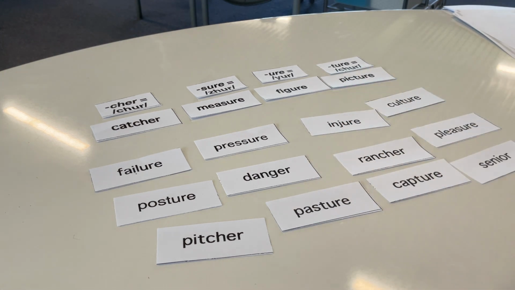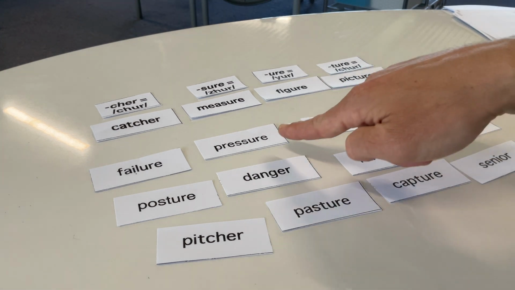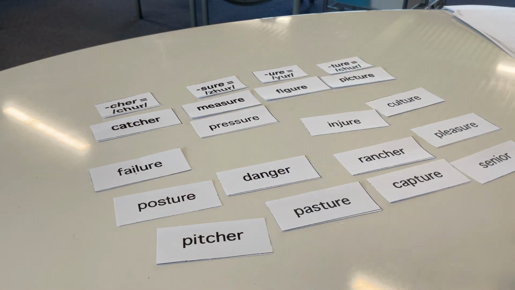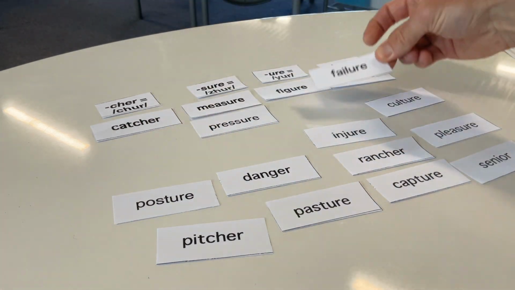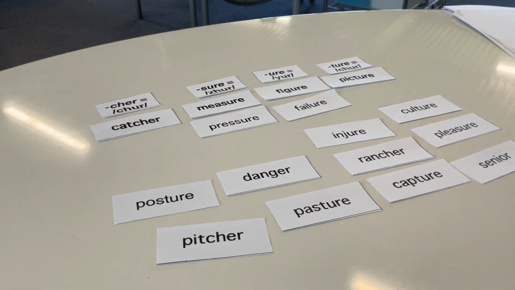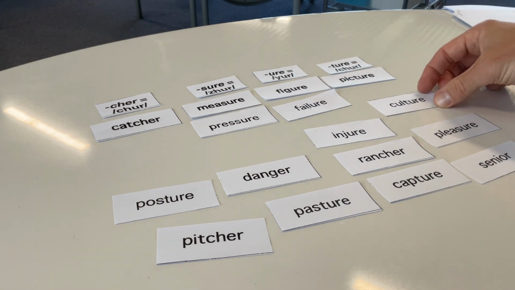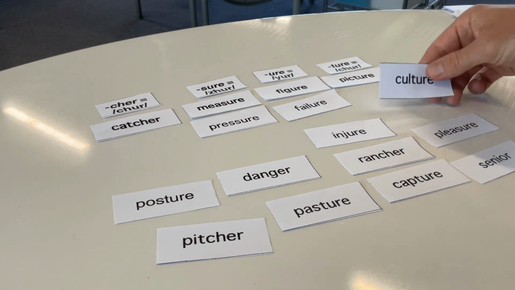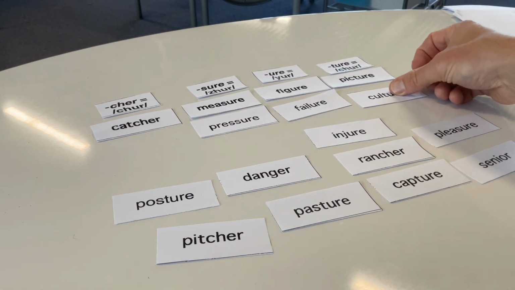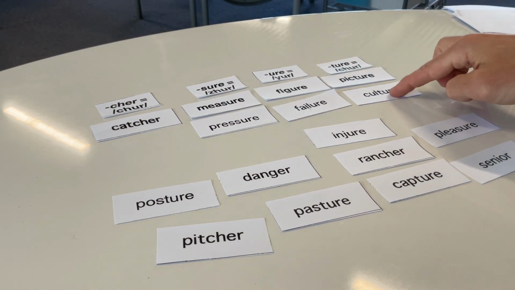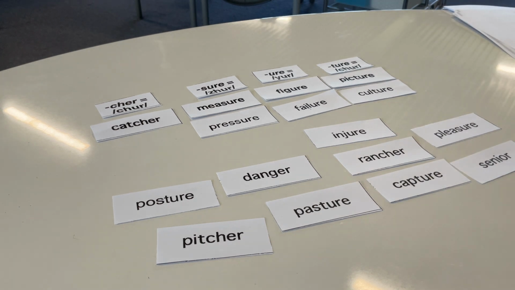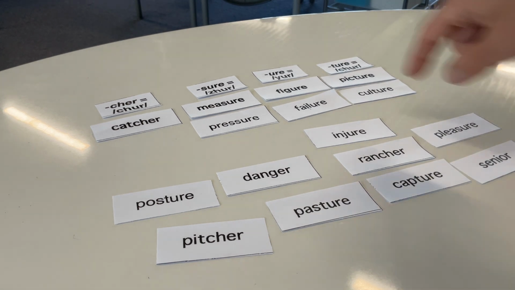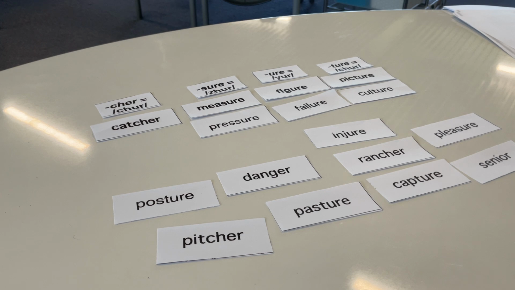So pressure would probably go in this group. Failure would go in this group. Culture, because it has that ch sound, so I have to decide between here and here, but I can see it has T-U-R-E, so I'll put it in this group. And then you would sort your words into those sound groups.